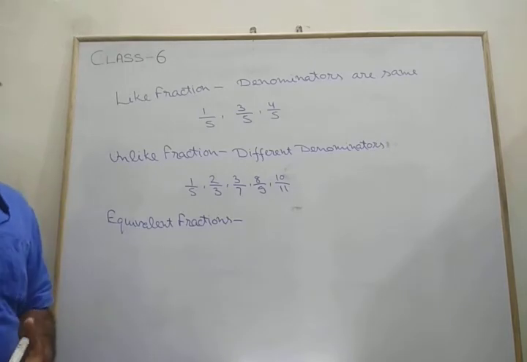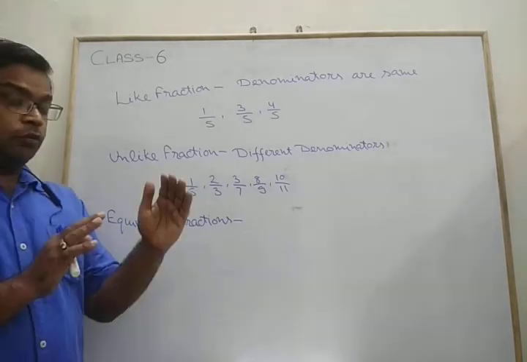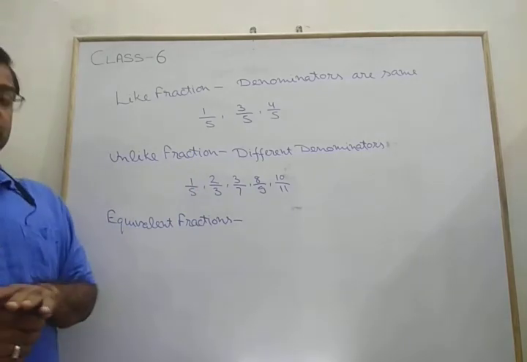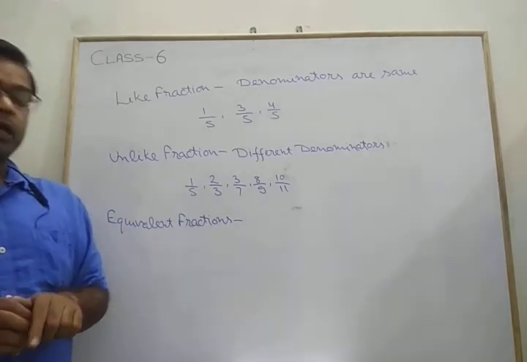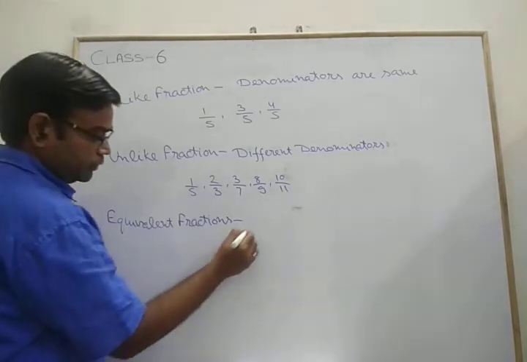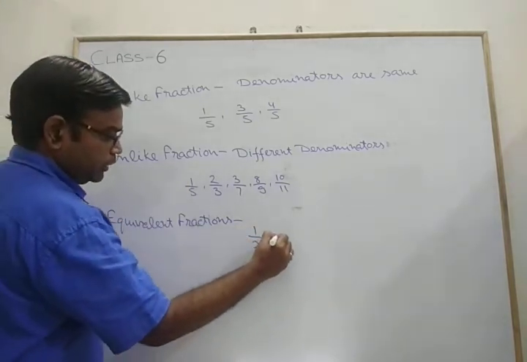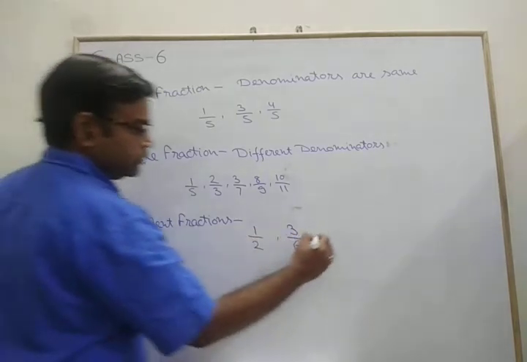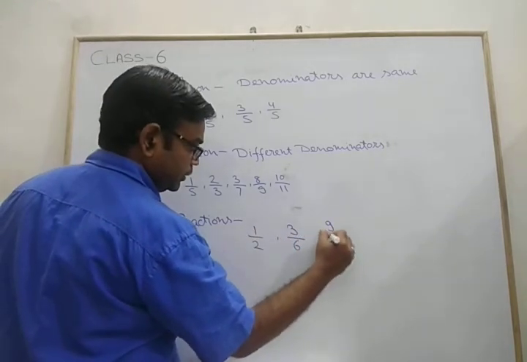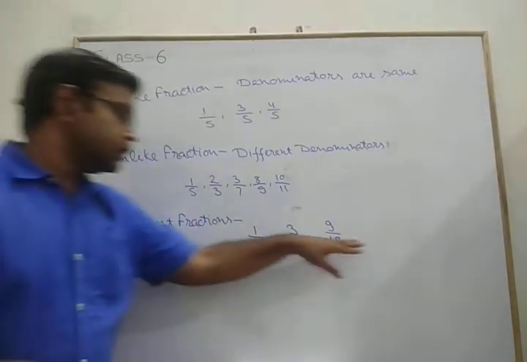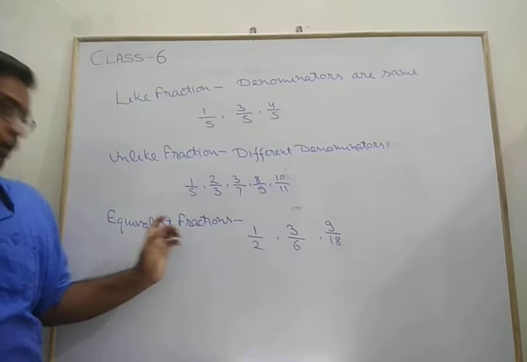Two or more fractions, maybe two, maybe three, maybe five, are called equivalent fractions if they have the same value. For example, check this: 1 upon 2 and 3 upon 6. The next one is 9 upon 18. Do these fractions come under equivalent fractions?